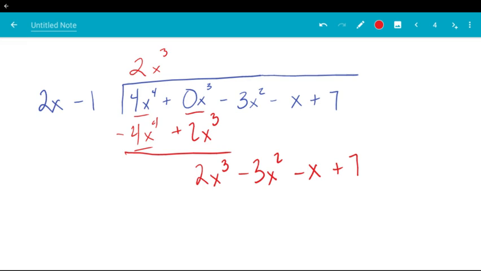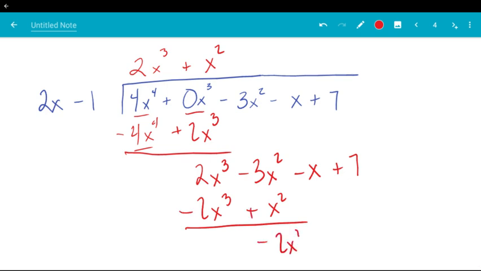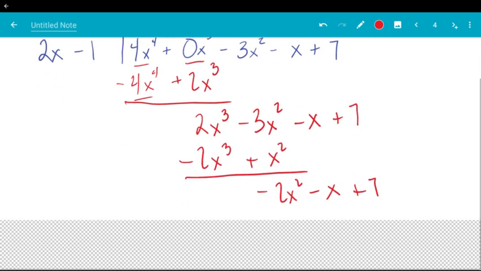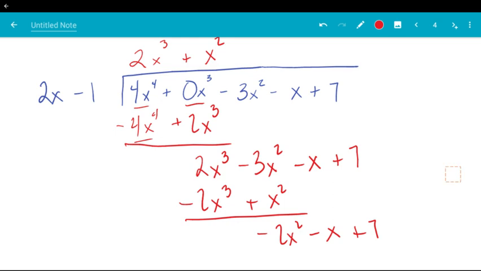2x cubed divided by 2x is 1x squared. Multiply it back through. Multiply it. And then we change the signs again because it's subtraction. So we end up with negative 2x squared minus x. And then go ahead if you want, pull down the next value. Negative 2 divided by 2 is negative x. Multiply back through, negative 2x squared, positive x.